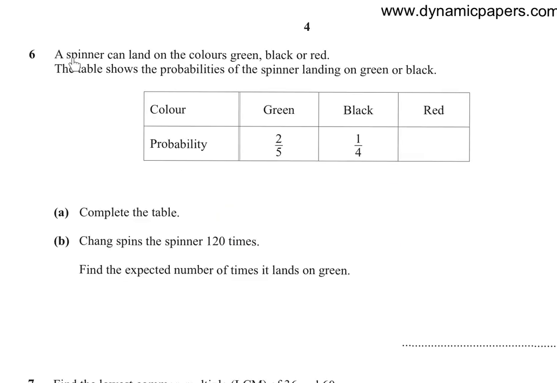Number 6. Can you read? A spinner can land on the colors green, black, or red. The table shows the probabilities of the spinner landing on green or black. Complete this table. Okay. So, how to find the probability of red? The sum of all equals what? 1. So, to find the probability of red, 1 minus 2 over 5 plus 1 over 4. So, probability of red equals 1 minus 2 over 5 plus 1 over 4 equals 7 over 20. 7 over 20.